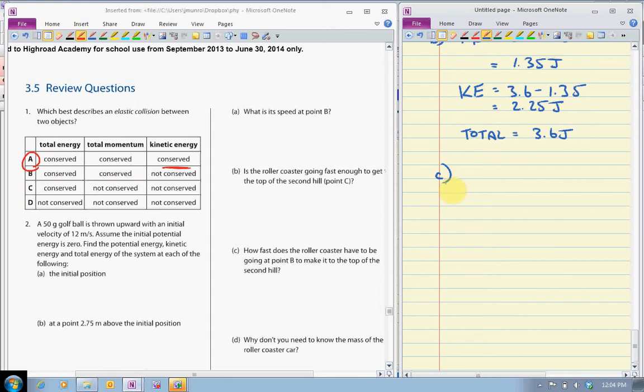the ball reaches a maximum potential energy. So potential energy will equal 3.6 joules at the top, and the kinetic energy will be equal to 0, but the total energy will still be equal to 3.6. So the total energy does not change. It is always 3.6.